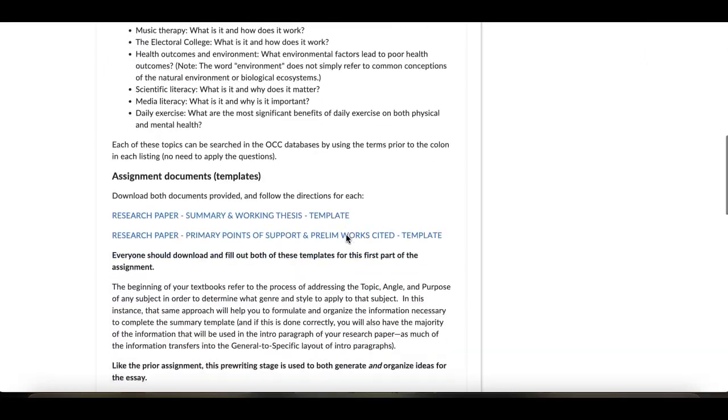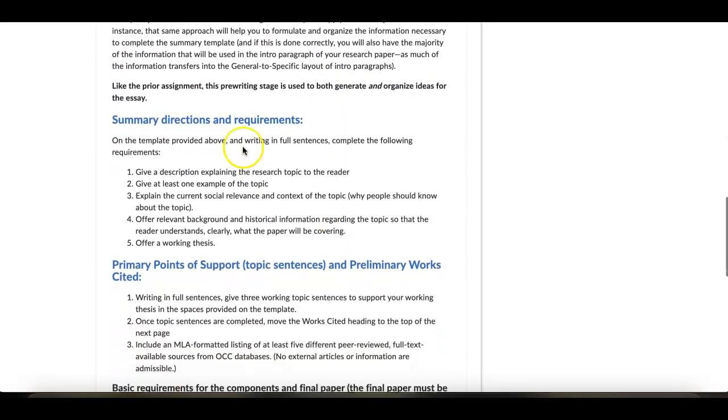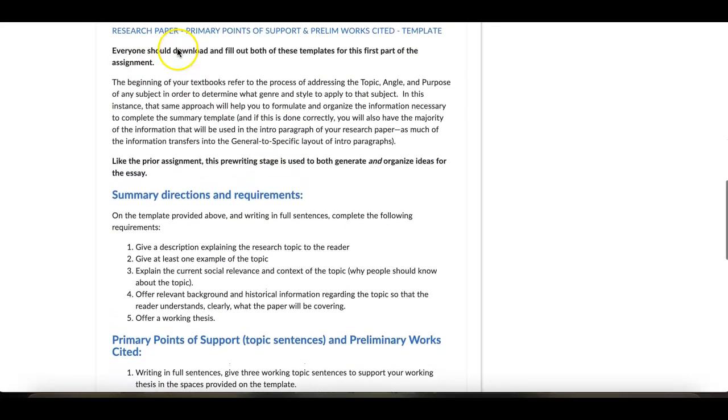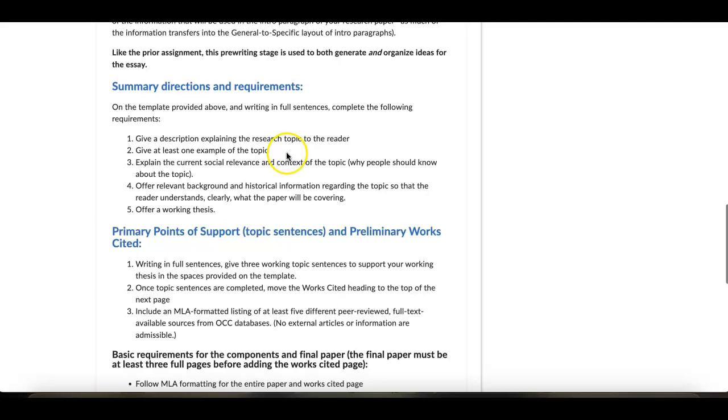And then make sure that when you're going through these, you follow all these basic directions. The beginning of your textbooks refer to the process of addressing topic, angle, and purpose of any subject. Determine what the genre and style should be. In this instance, the same approach will help you to formulate and organize the information necessary to complete the summary template. You'll also have the majority of information that you need to be making your intro paragraph, as much of the information transfers to the general specific layout, and then going for the primary points of support, preliminary work cited.